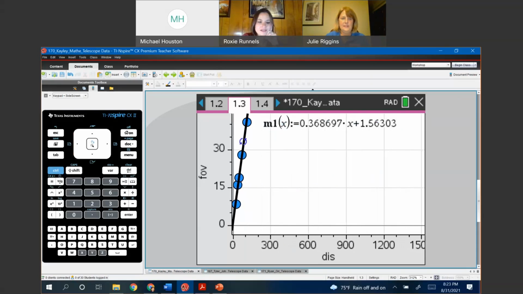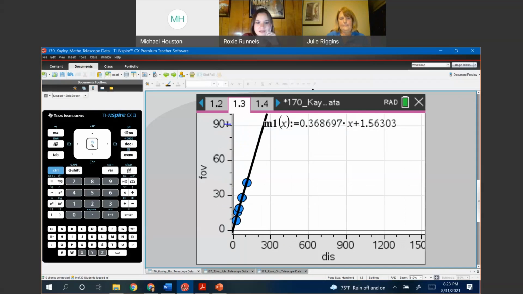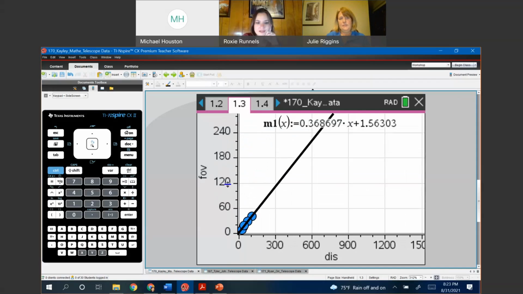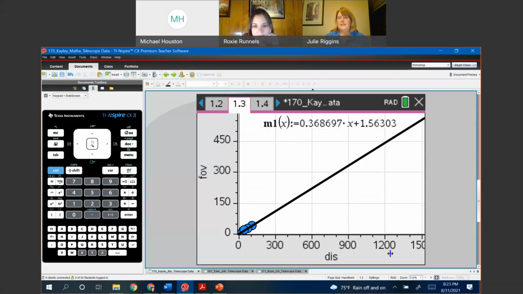There we go. That's not very helpful without bringing down my field of view. So bring that down one more. There we go. So if I wanted to estimate this, it looks like about 1200 and maybe a little less than 450. And here's another good thing that students need to see.